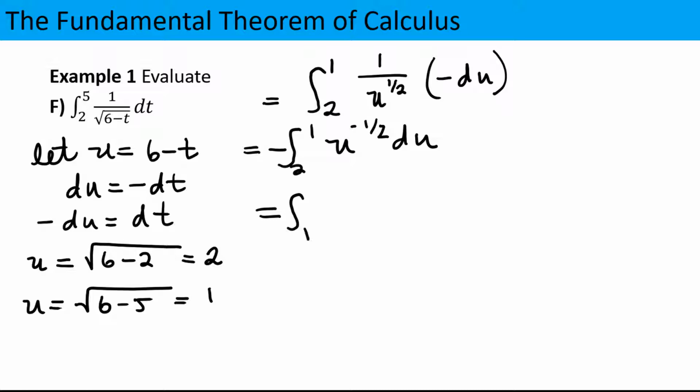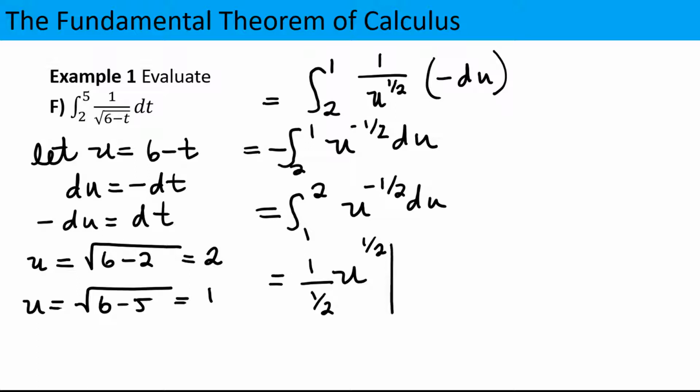So let's just change this to 1/2 of u to the negative 1/2 du. Note, we use some neat properties here. Now we're ready to take the antiderivative. So the power is going to be u to the negative 1/2 plus 1, which is positive 1/2, and it's still divided by 1/2. That is evaluated from 1 to 2.